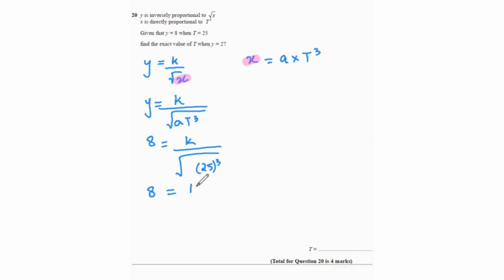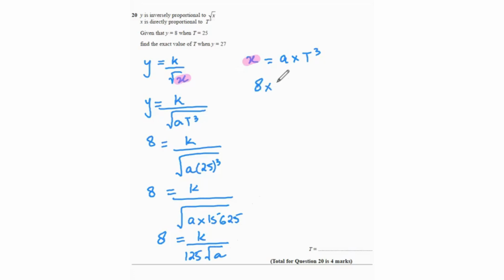So 8 equals k over root of a times 15,625. If I take the square root of 15,625, that gives me 125. So 8 equals k over 125 root a. Now we can cross multiply 8 and 125, and we have k over root a over here. That's 1,000. This is what we have right now.